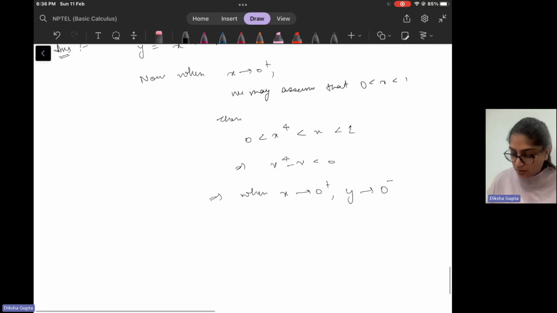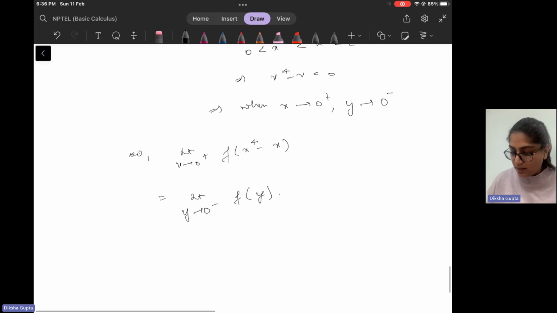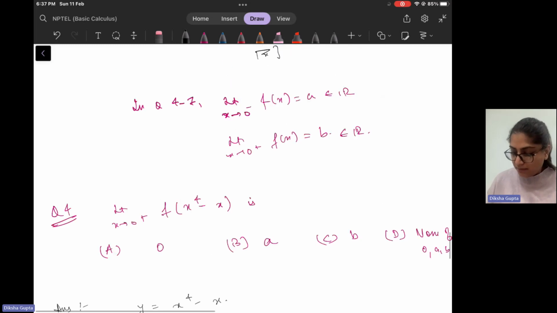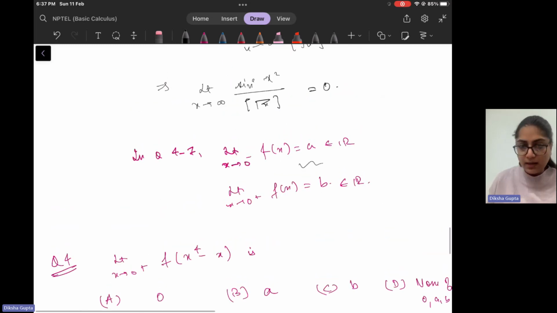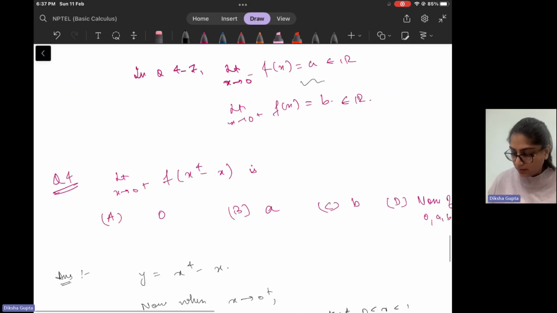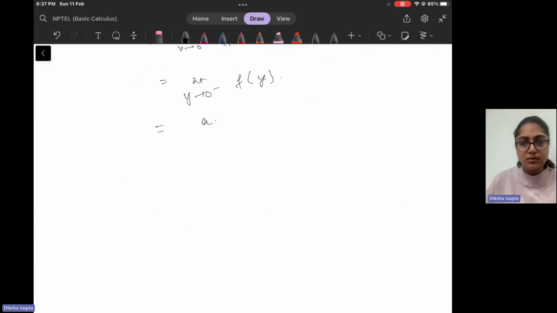So limit of x tending to 0 plus f(x⁴ minus x) is equal to limit of y tending to 0 minus f of y. And we know this value, this is simply a variable, you can write it x, y, z, anything you feel like. So you have been given this value to be a. So this is equal to a. So our correct option is B. Okay, so this is how you solve such questions.